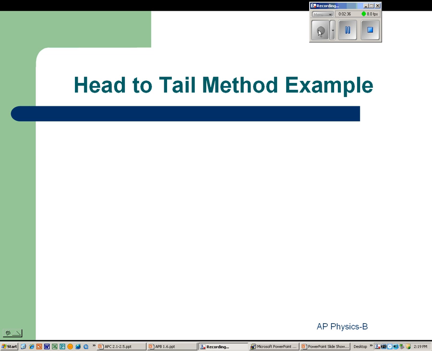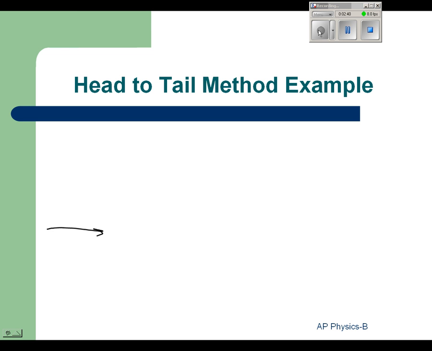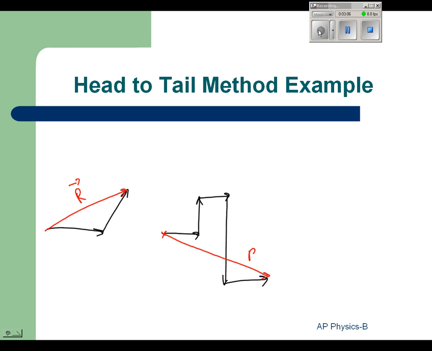Now we're going to look at the head-to-tail method example. The typical example of that would be a vector like this, and then another vector coming up like that. The resultant vector is from where you started to where you ended. So from where I start to where I end would be my resultant vector. This may be a path that you're walking. You may be walking all sorts of different directions, and your resultant vector is from where you started down to where you ended. So that's your resultant vector.